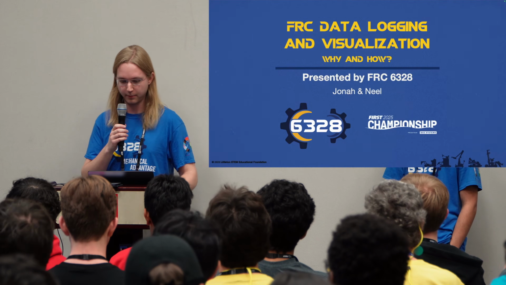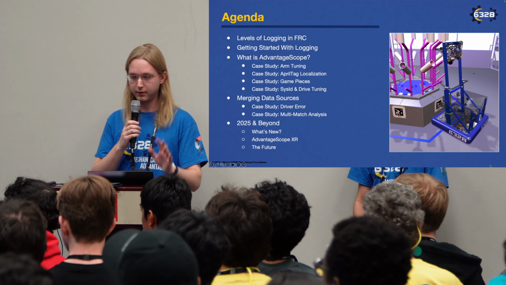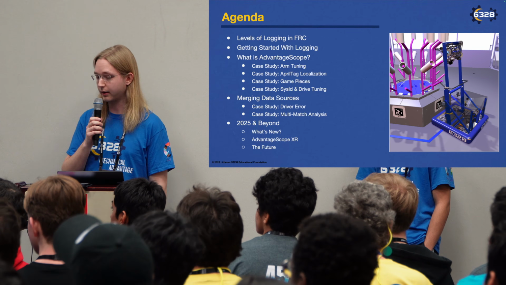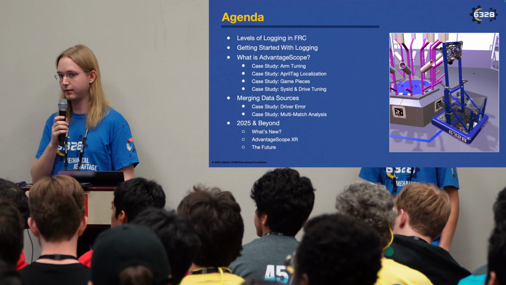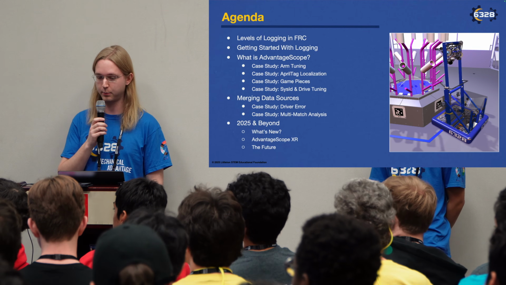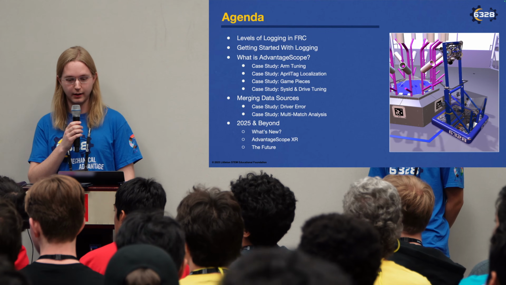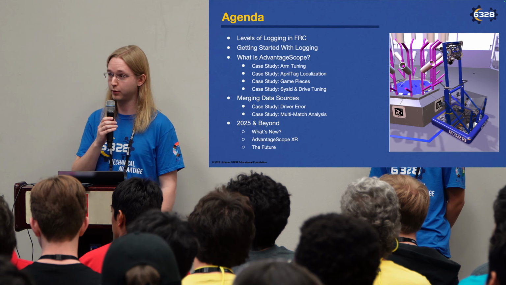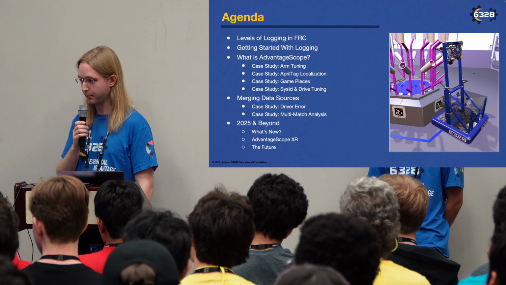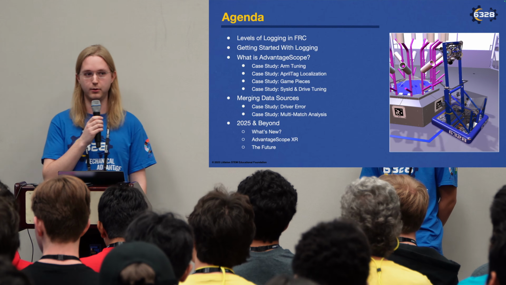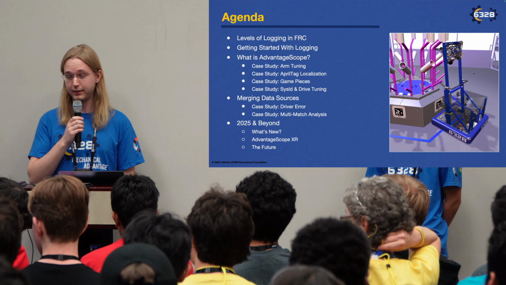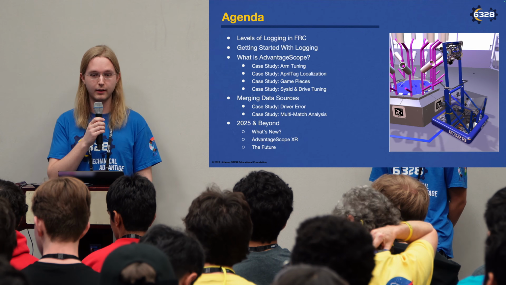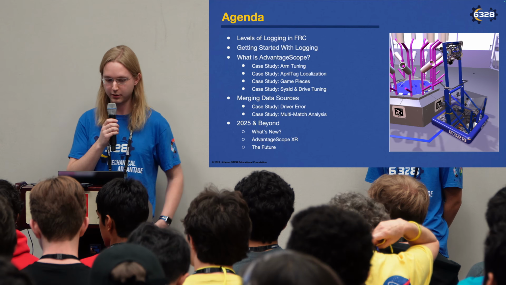Yes. So let's get started. Okay, so here's the stuff we're going to be talking about today. First, the levels of logging in FRC and how to get started with logging. We'll talk about what is AdvantageScope and a few case studies exploring how to use it. We'll talk about merging data sources. And I want to note too, for anyone who might have seen this presentation before, we have a whole bunch of new case studies and examples that we've woven in, so there should be some new and interesting stuff. And at the end, we're going to finish by talking about some new features in AdvantageScope, both in 2025 and what might be coming down the pipeline in the future.